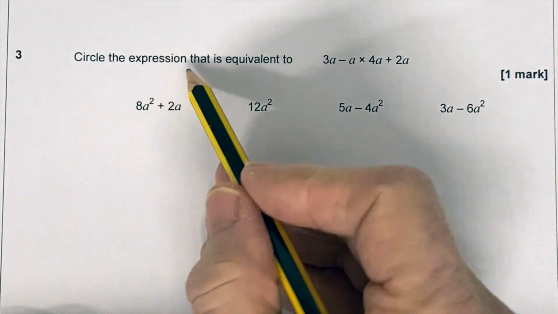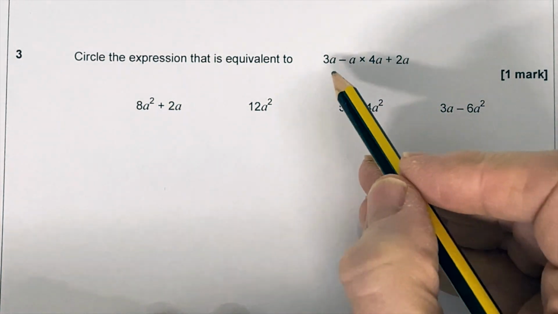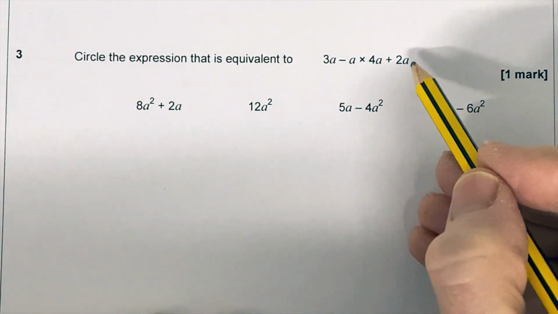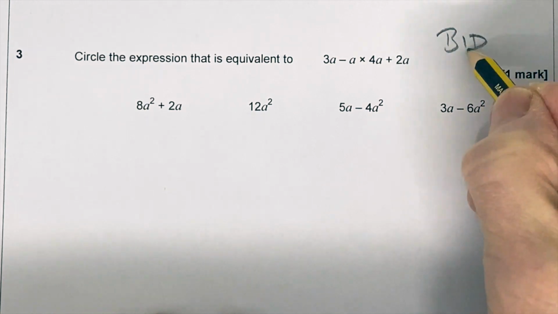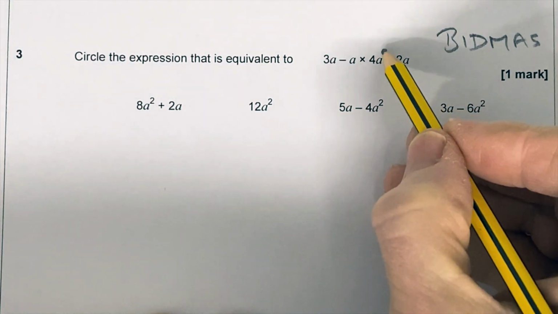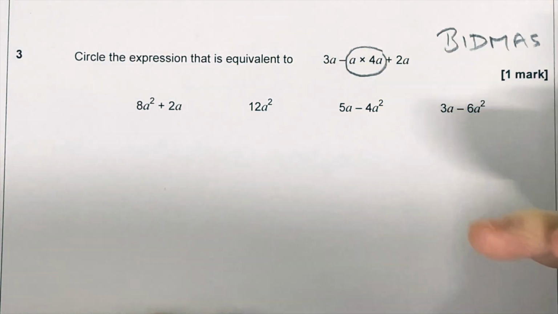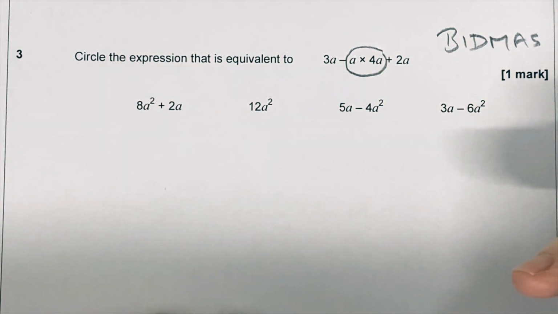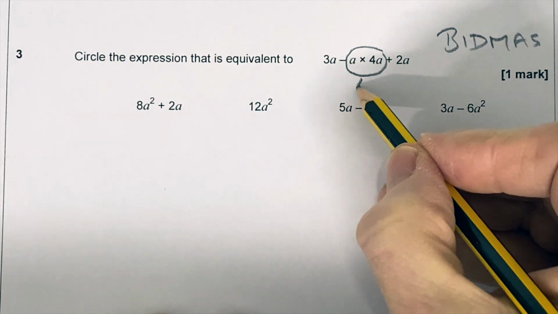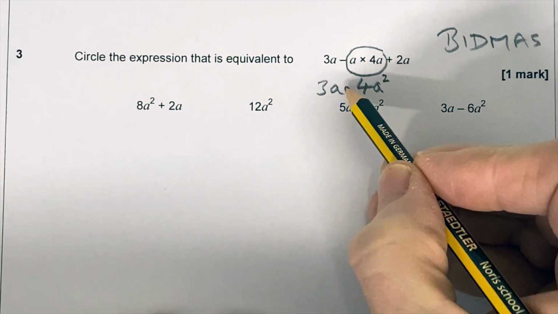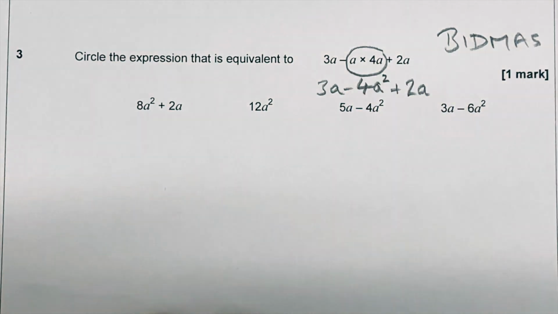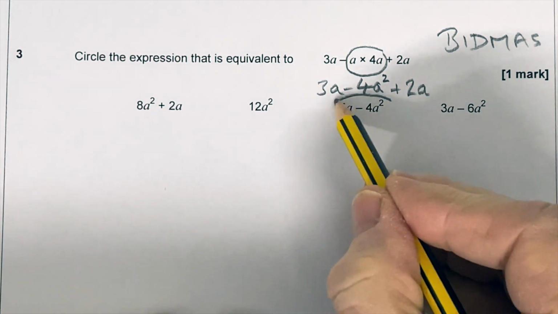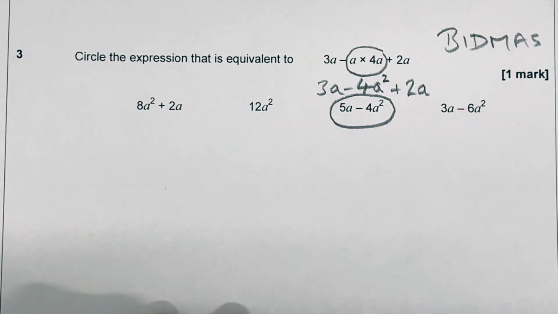Question 3. Circle the expression that is equivalent to 3a minus a times 4a plus 2a. Now, this is where we have to remember BIDMAS, and so we can see that there's a multiplication which will have to be done first. A times 4a is 4a squared. 3a minus 4a squared plus 2a. So that's going to be 5a minus 4a squared, which is that one there.